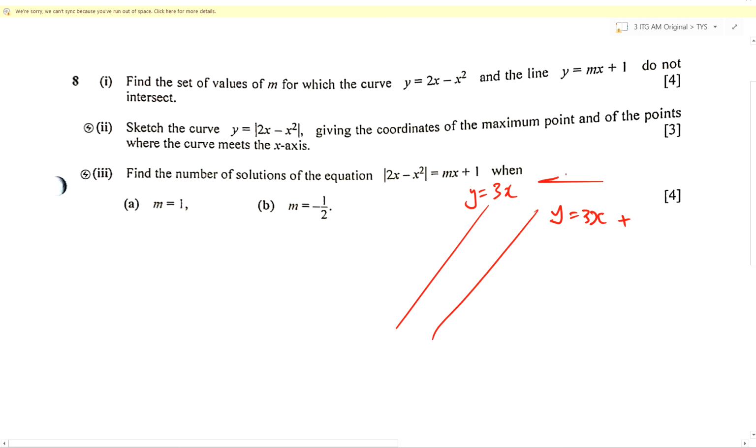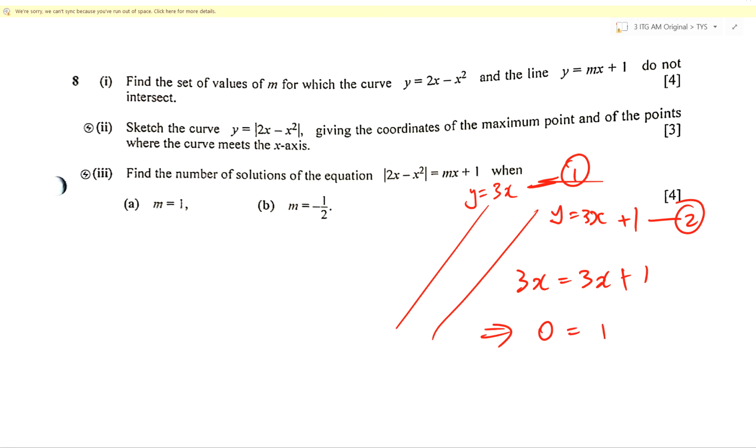If I were to solve them as simultaneous equations 1 and 2, I get 3x equals 3x plus 1. Sorry for the handwriting. 3x equals 3x plus 1, and I get 0 equals 1. That doesn't make sense. There is no solution. So if you try to solve simultaneous equations of parallel lines, you will end up with problems like this: 0 equals 1, 10 equals 7, negative 1 equals 3. They don't make sense. There is no solution.